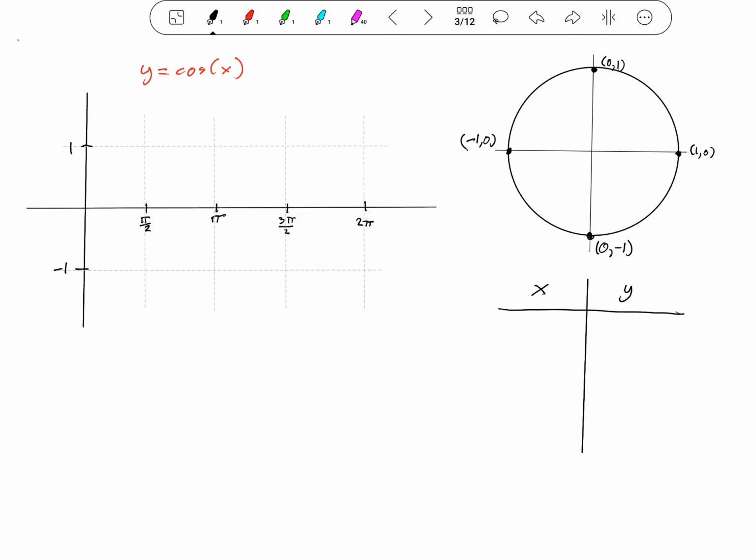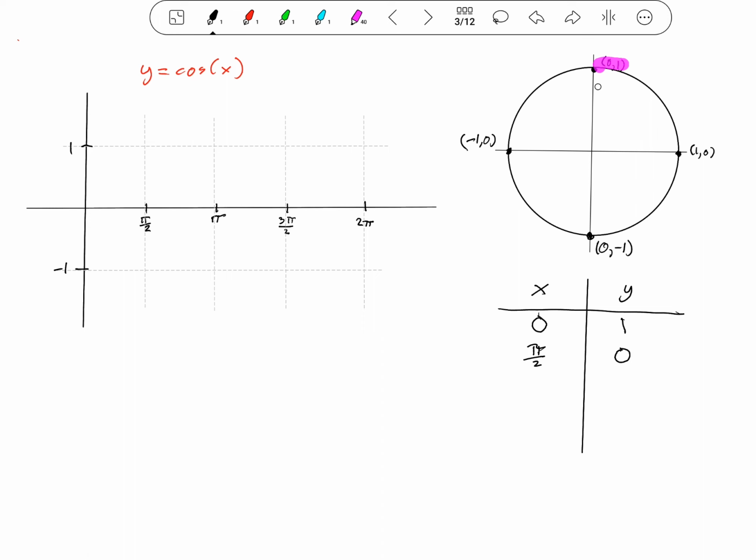So if I look at the most important angles for me, say x equals 0, then my cosine x is going to be 1 because I'm looking at the x value of the angle 0. But y equals cosine x means that my y value is going to be 1. If I look at my next angle, that's going to be pi over 2. The cosine of pi over 2 is 0. So my y value is 0.